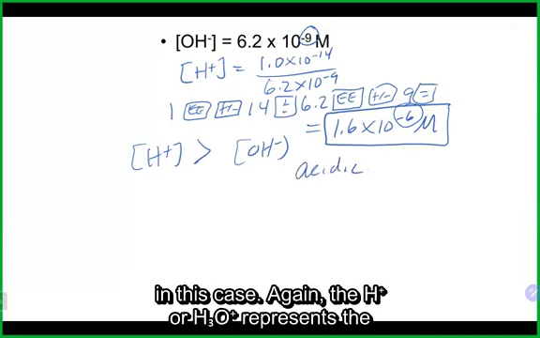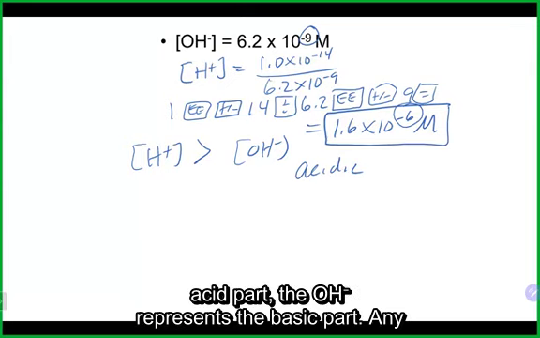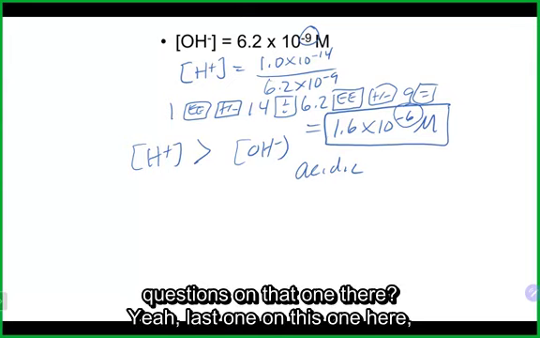Again, the H plus or H3O plus represents the acid part. The OH minus represents the basic part. Any questions on that one there?